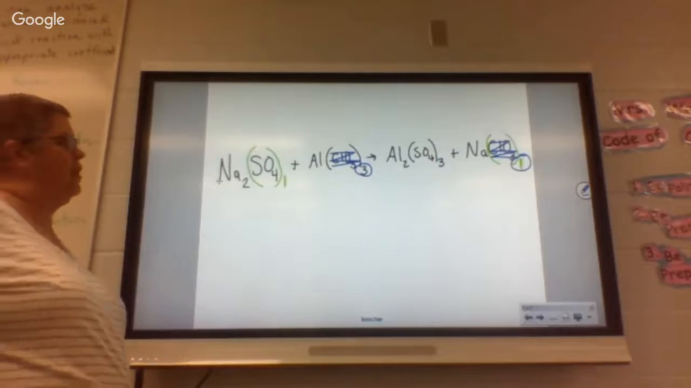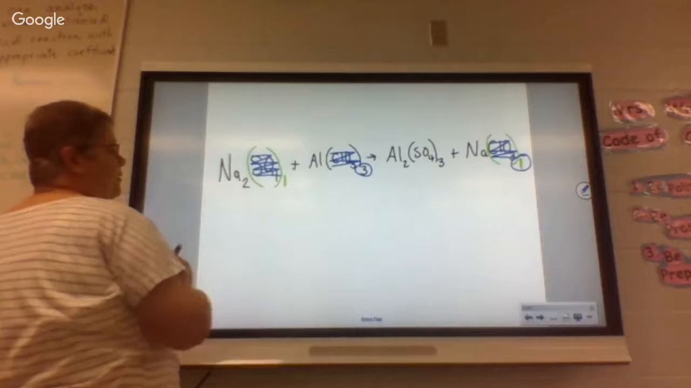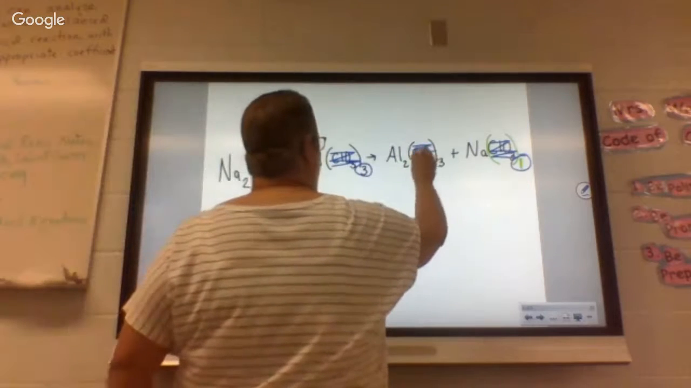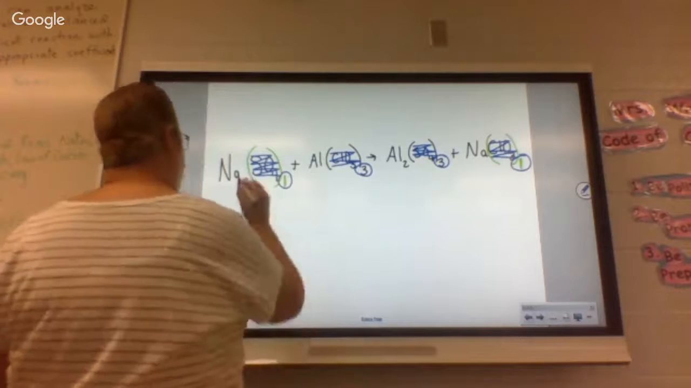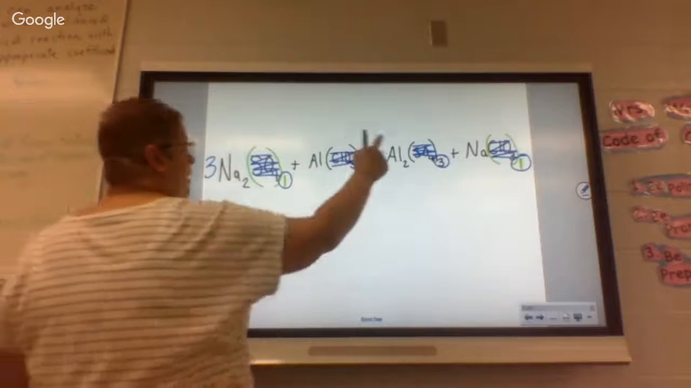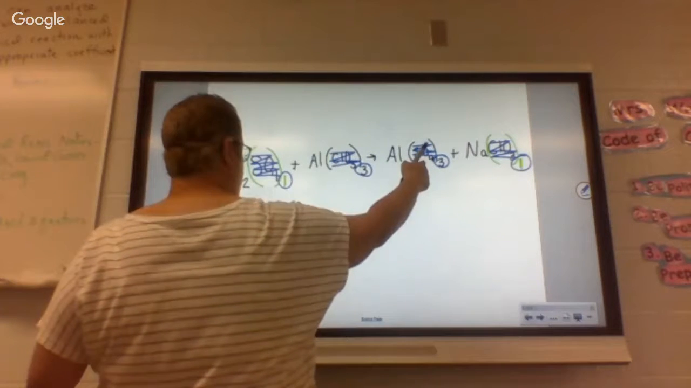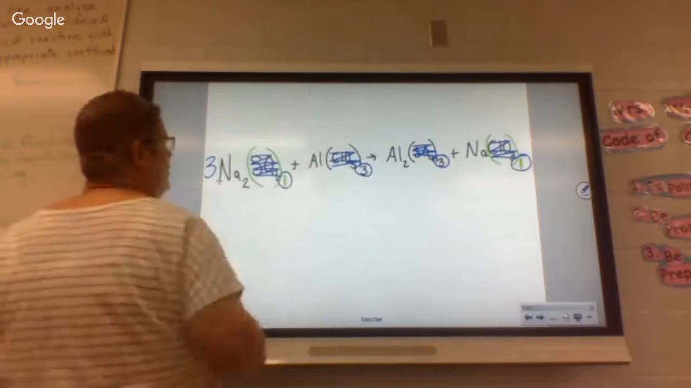How many sulfates are here? Again, this is a polyatomic ion, so there's how many? 1. And how many sulfates are here? 3. So there's 3 and there's 1. So what are we going to need to put here? Multiply by 3. Okay, and then do we need to multiply anything there? No. Okay, so we multiplied by 3, so we got 3 sulfates, 1 sulfate.